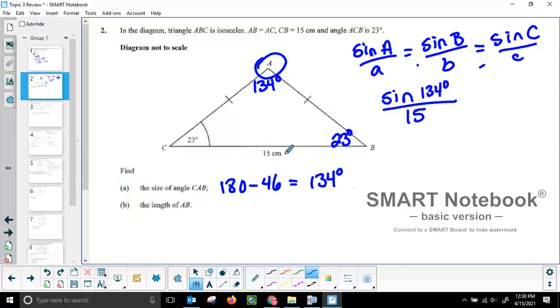Now, it tells us to find the length of AB, but AB is also congruent to AC, so it doesn't matter which one of these we find.